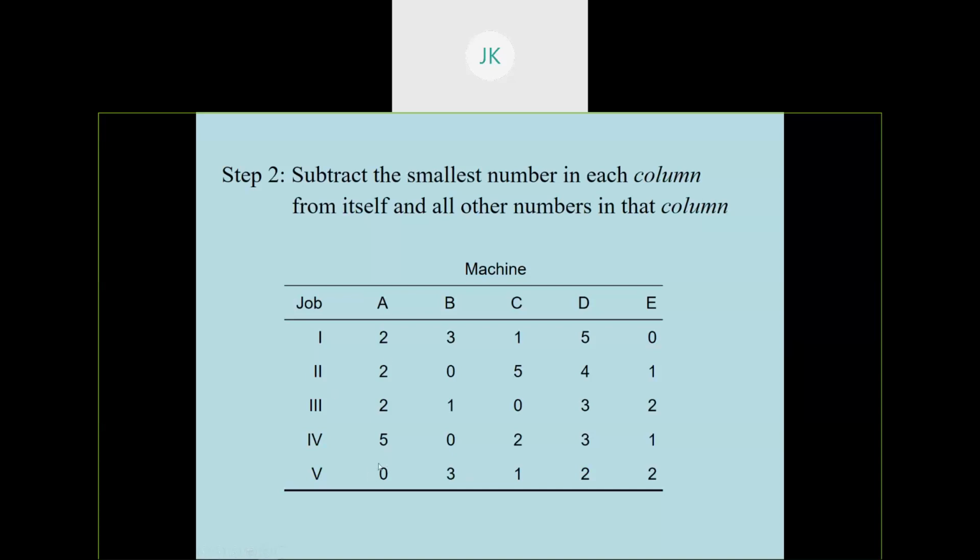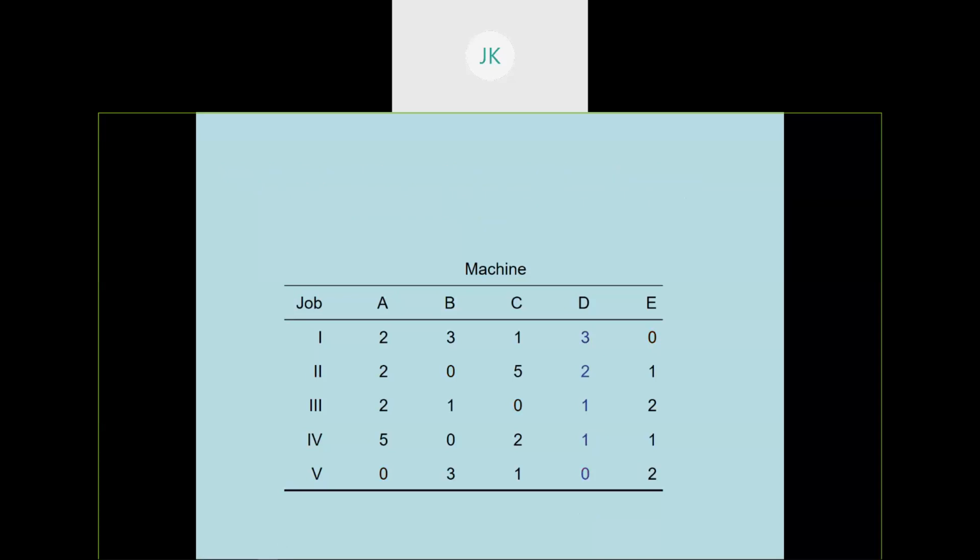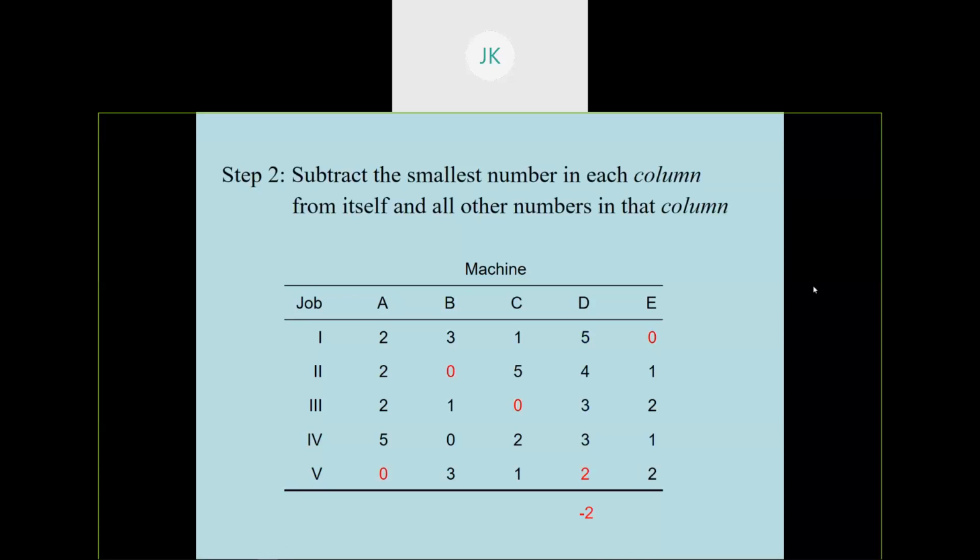First column, smallest is 0. It doesn't matter. 0 doesn't matter. But on fourth column, D column, smallest is 2. And this one, 0 doesn't matter. So subtract the smallest number on the column and change like this. 5 minus 2 is 3, 2, 1, 1, 0.